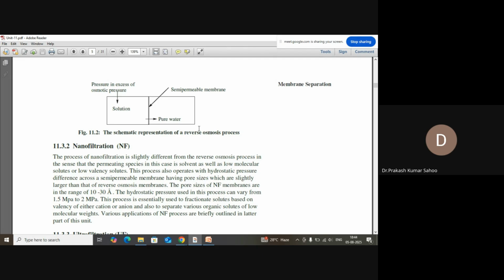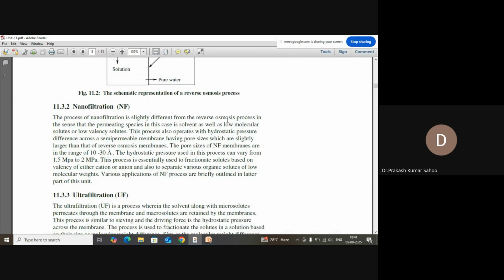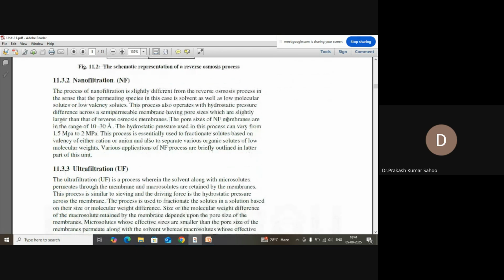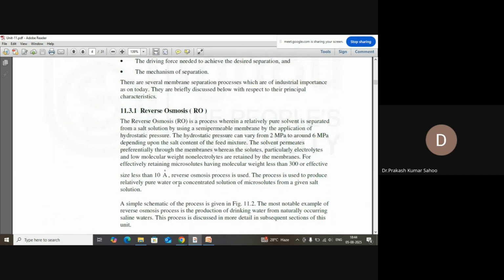Then in nanofiltration, we have the scale of 10 to the minus 9, and this process is slightly different from the RO process in the sense that the permeating species in this case is solvent as well as low molecular solute or low valency solutes. This process also operates with hydrostatic pressure difference across a semi-permeable membrane, having a pore size slightly larger than the RO membrane. The pore size is 10 to 30 angstrom, and in RO the pore size is 10 angstrom. So that is the difference.